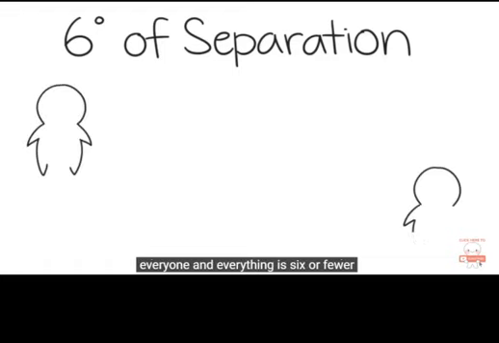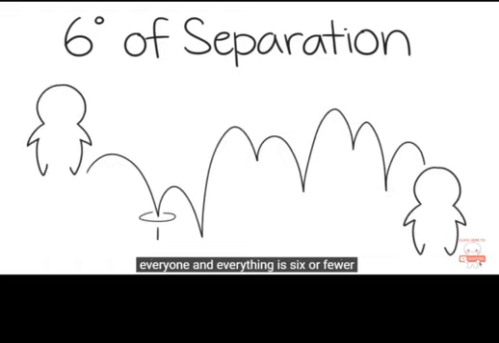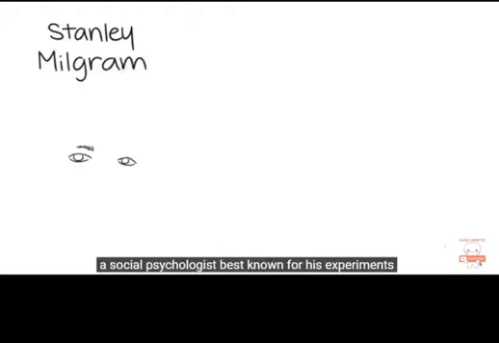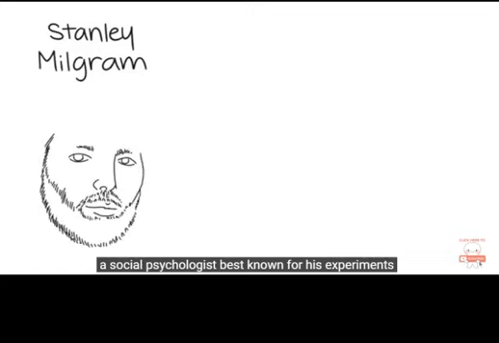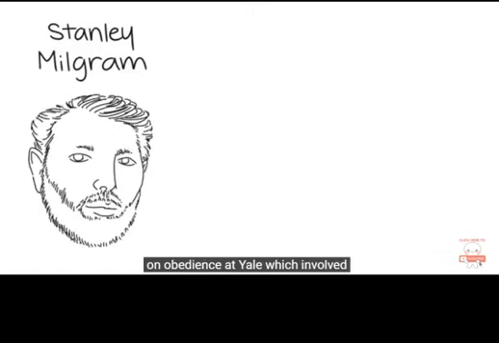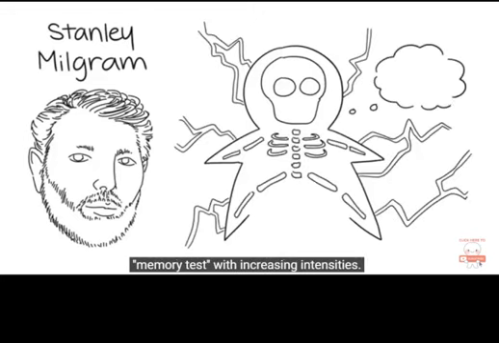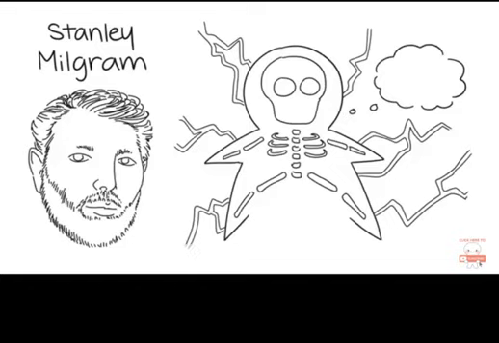The theory that everyone and everything is 6 or fewer degrees or steps away from each other. You might be familiar with Stanley Milgram, a social psychologist best known for his experiments on obedience at Yale, which involved delivering electric shocks in a so-called memory test with increasing intensities.